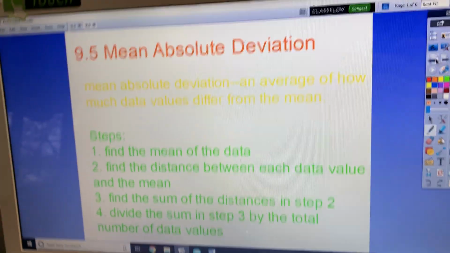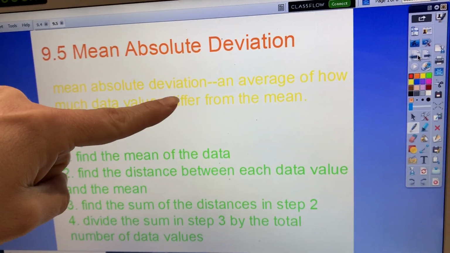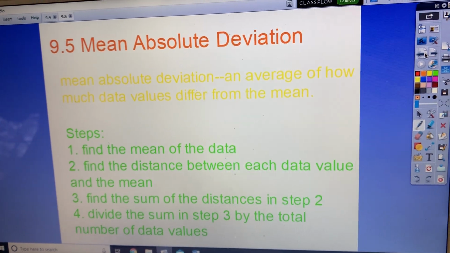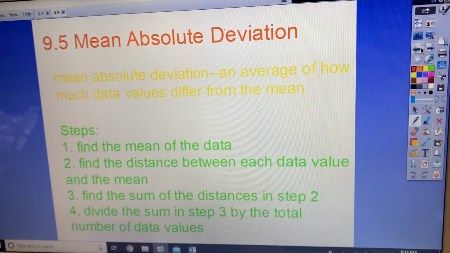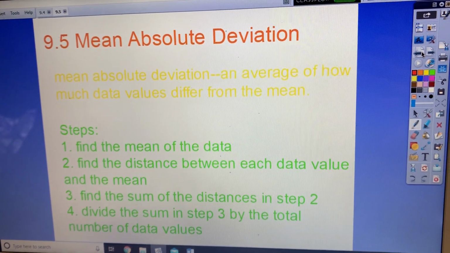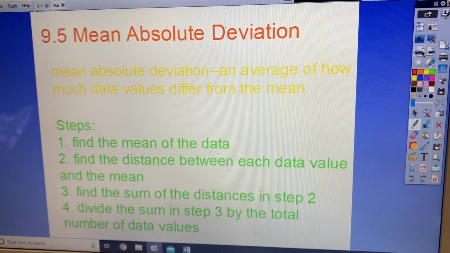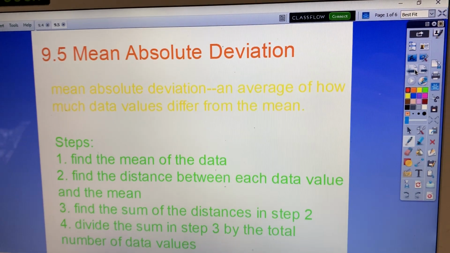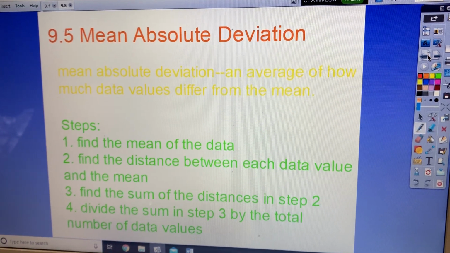All right, so we're gonna start over here. We're gonna start with our vocab word, mean absolute deviation, or MAD, as I said. It's an average of how much data values differ from the mean, which is basically what I just said. So we're gonna find on average, how much our data values are different from the mean.